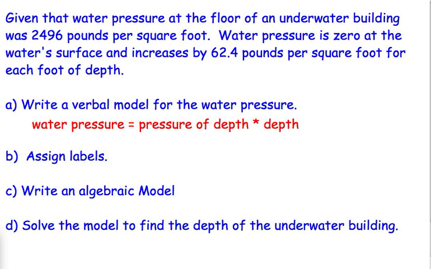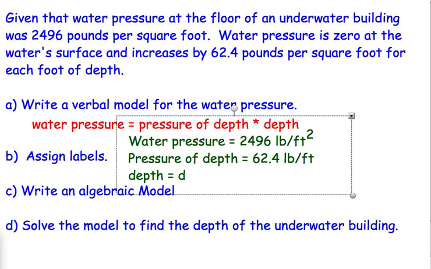And we're going to assign the labels. What that means by assigning labels is we're going to take the water pressure and assign what it is equal to. And the pressure of depth is what it's equal to. And of course, we're looking for depth, so we won't have anything for that one. So I'm just going to type it out for you. I'm going to pause it. And water pressure, look, it says the water pressure is 2,496 pounds per square foot. All right, so that would represent the water pressure. And then the pressure of depth increases by 62.4 pounds per square foot, which means it's adding that amount. So I'm going to pause it and type that in.